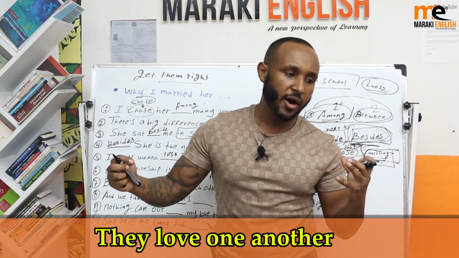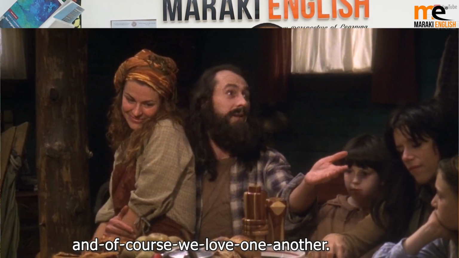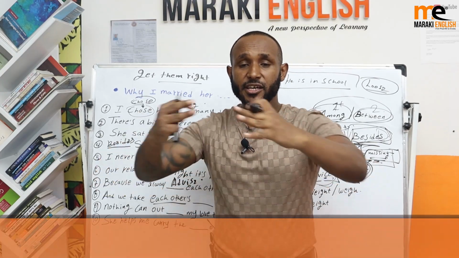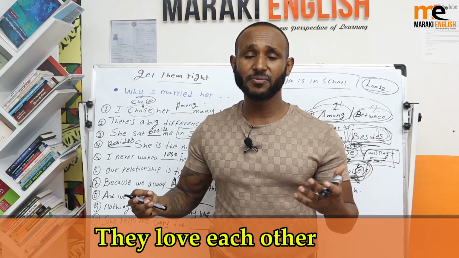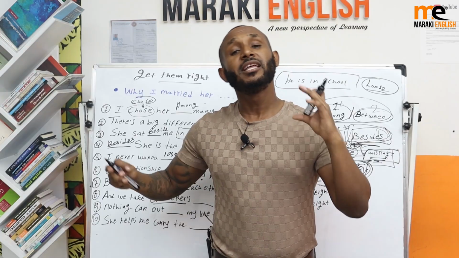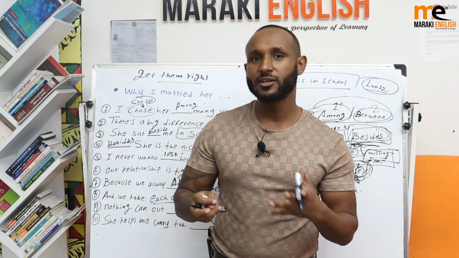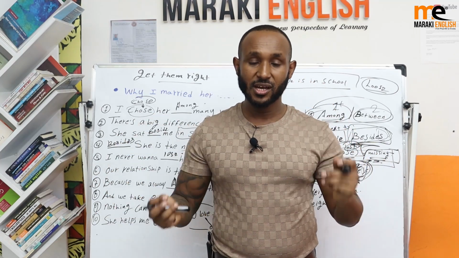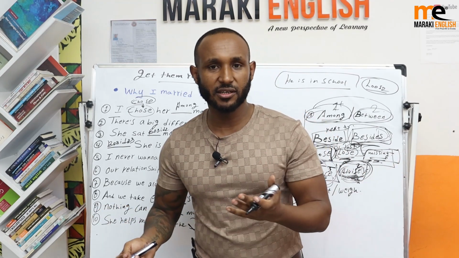They love one another. He loves her and she loves him. And of course, we love one another. So long as we love one another. They love each other. We love each other. They're the same thing. They love one another and they love each other. One another, each other. They mean the same thing. Let's help one another. Help me and I'll help you. Let's help each other. Boom. It's the same thing. They don't have any difference.